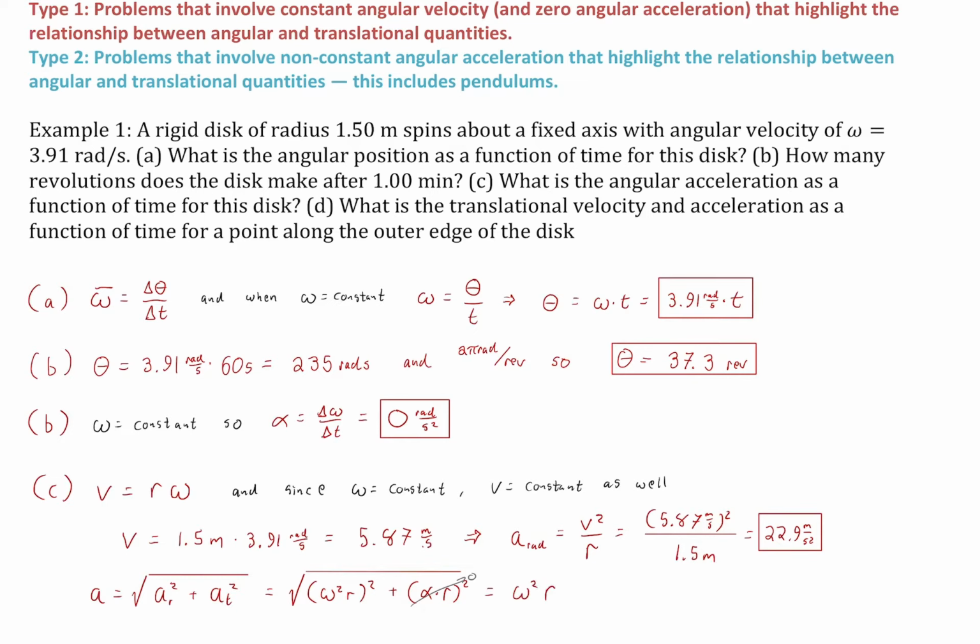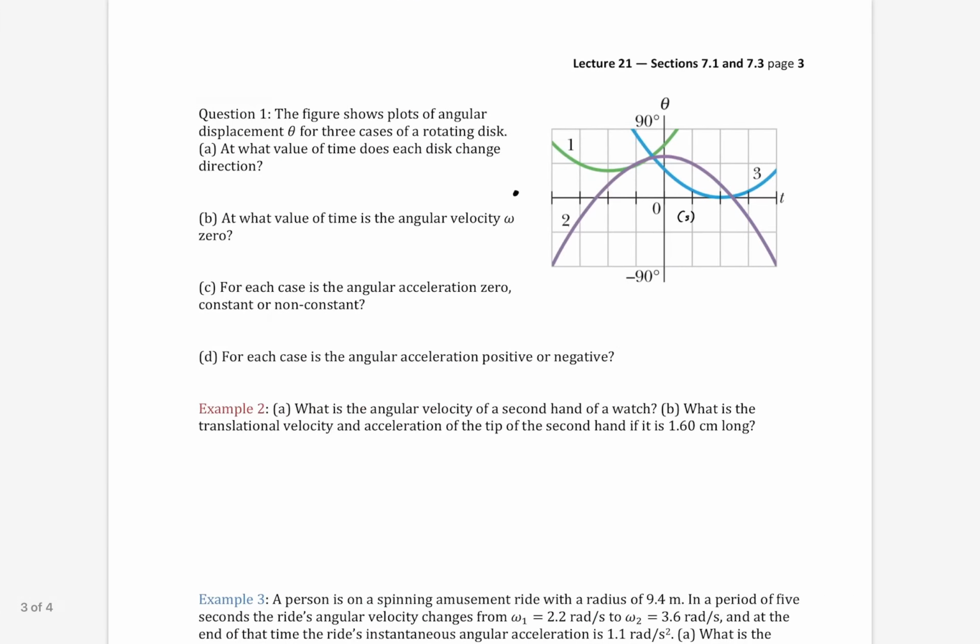And that means that our total translational acceleration is just omega squared r. It's just equal to centripetal acceleration, because v squared over r equals omega squared r, right? And so our total acceleration is none other than 22.9 meters per second squared, the same as our radial acceleration. Why is our total translational acceleration the same as our radial acceleration? Because the disk is spinning with constant angular velocity. All right, let's move on.